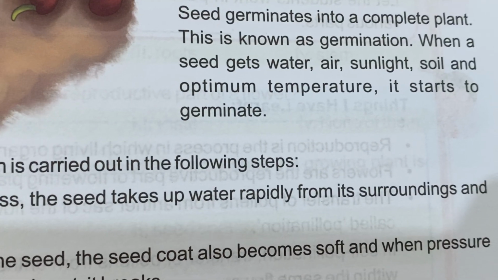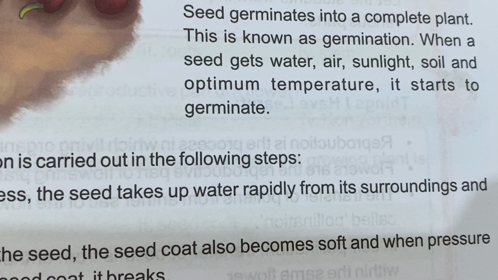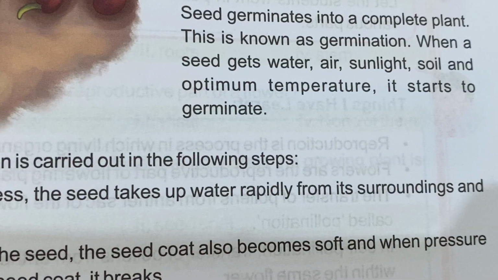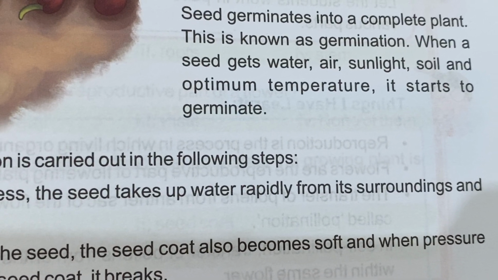Germinates into a complete plant. This is known as germination. When a seed gets water, air, sunlight, soil and optimum temperature, it starts to germinate.